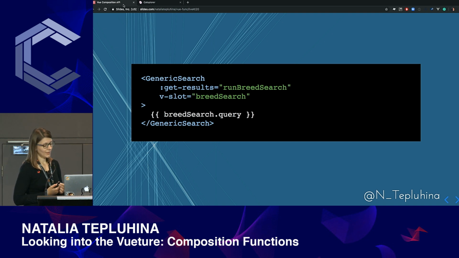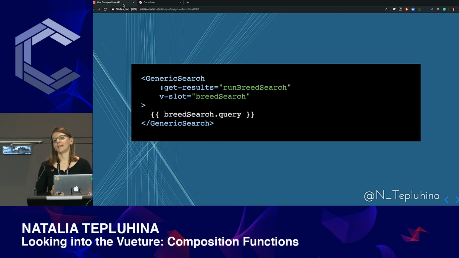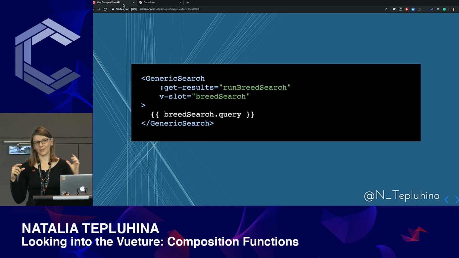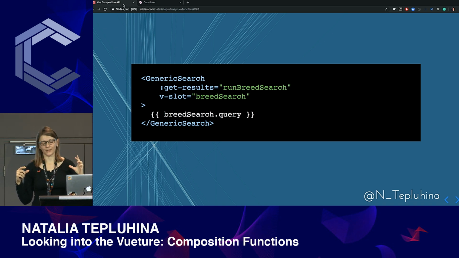Scoped slots are a bit more complicated, but the main idea of the scoped slot is that sometimes you need some data from the child component to be exposed to this content in the parent component that is placed between the opening and closing slot tag. So right here, in this scoped slot, we're exposing some object breed search that belongs to the generic search child component. And we're trying to use breed search query in the parent component. So let's try to implement the search logic with a scoped slot and see how it works.